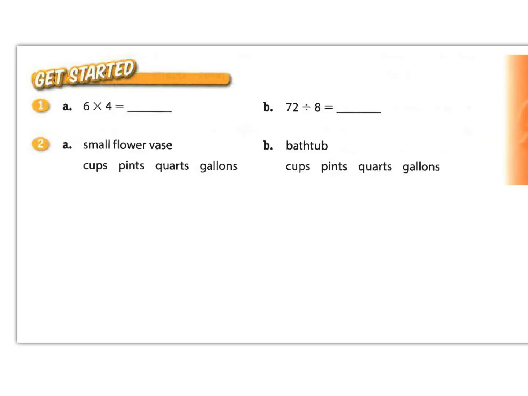All right, so number 1, 6 times 4. As a reminder, you should know this. 6 times 4 is 24. B, 72 divided by 8. Well, if you don't know that fact, remember you can use your fact family. 8 times what equals 72? 8 times 9. So 72 divided by 8 is 9.